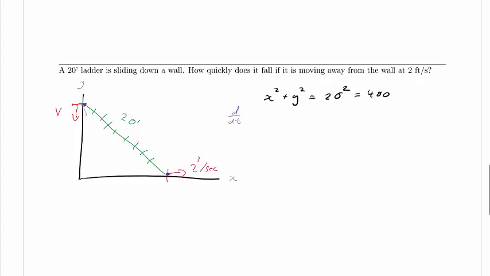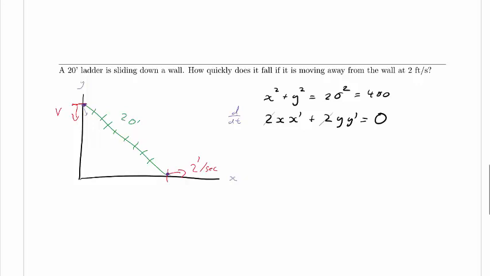When we do that, we get 2x times x prime, where x prime equals the derivative of x with respect to time, plus 2y times y prime. And then on the right-hand side, of course, the derivative of a constant is simply 0. Note that we can divide through by 2 and get rid of those 2's. That makes things a little bit easier.